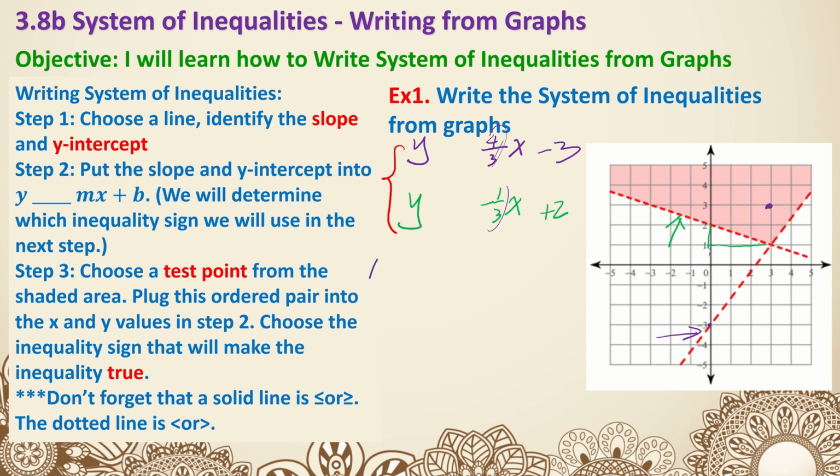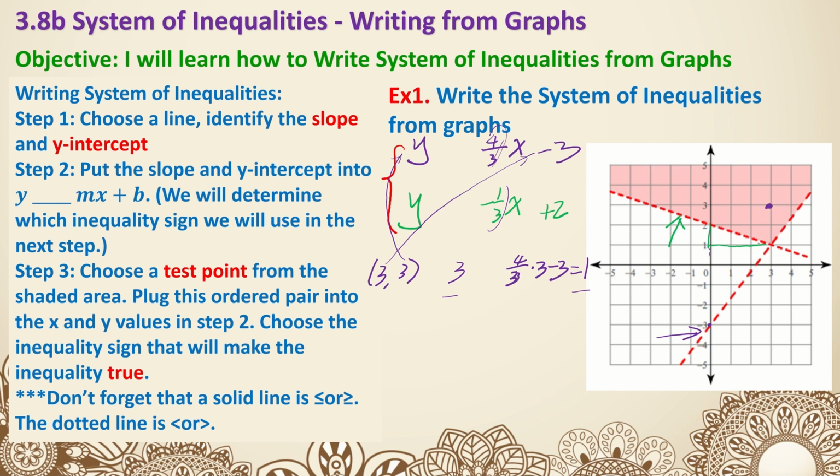So let's say we're going to choose (3, 3). The second 3 is going to be for the y, and the first 3 is going to be for the x. So we got a 3 on the left side, and it's 4/3 times 3 minus 3, which is actually going to be a 1.